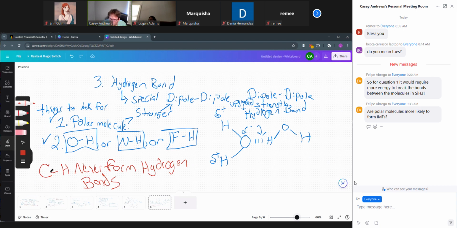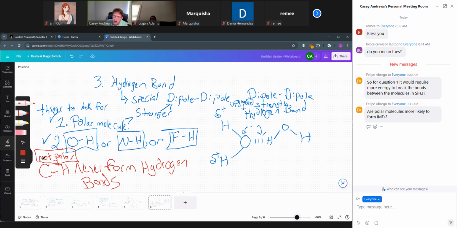Because carbon bound to a hydrogen, that is not polar. It will never be polar. So that's a fast trick for you. If you see carbon and hydrogen in a covalent bond, you know that is not polar. And so the only forces it could have are dispersion forces.